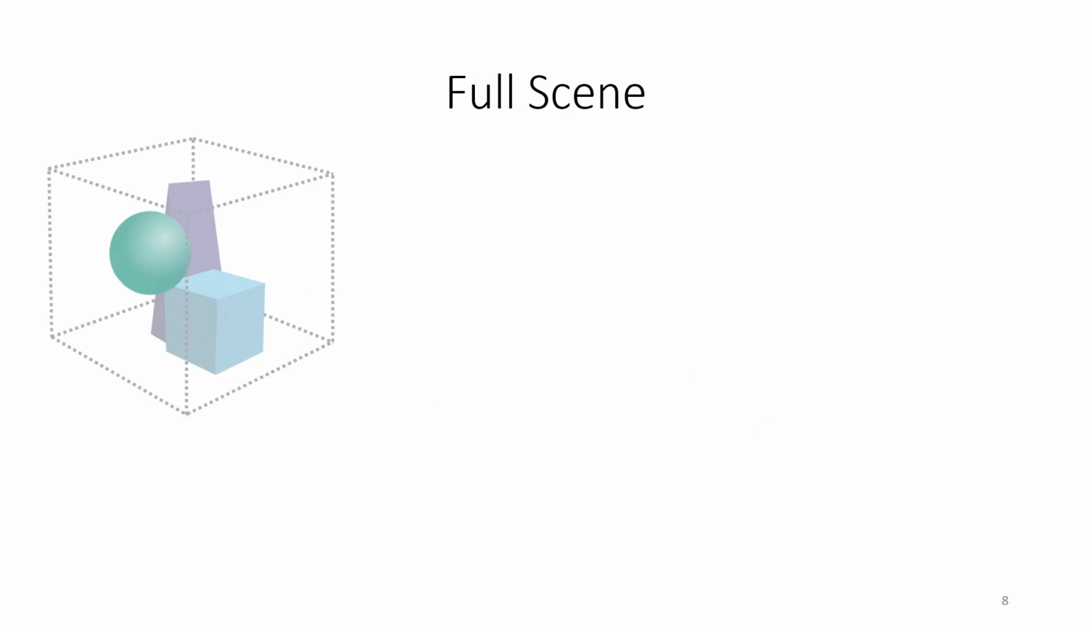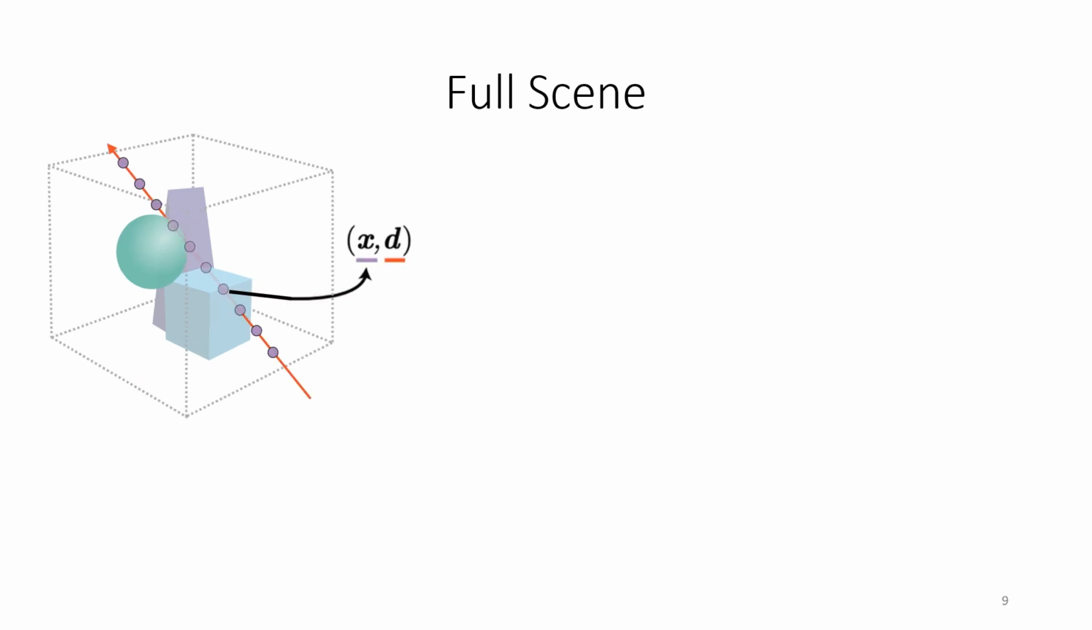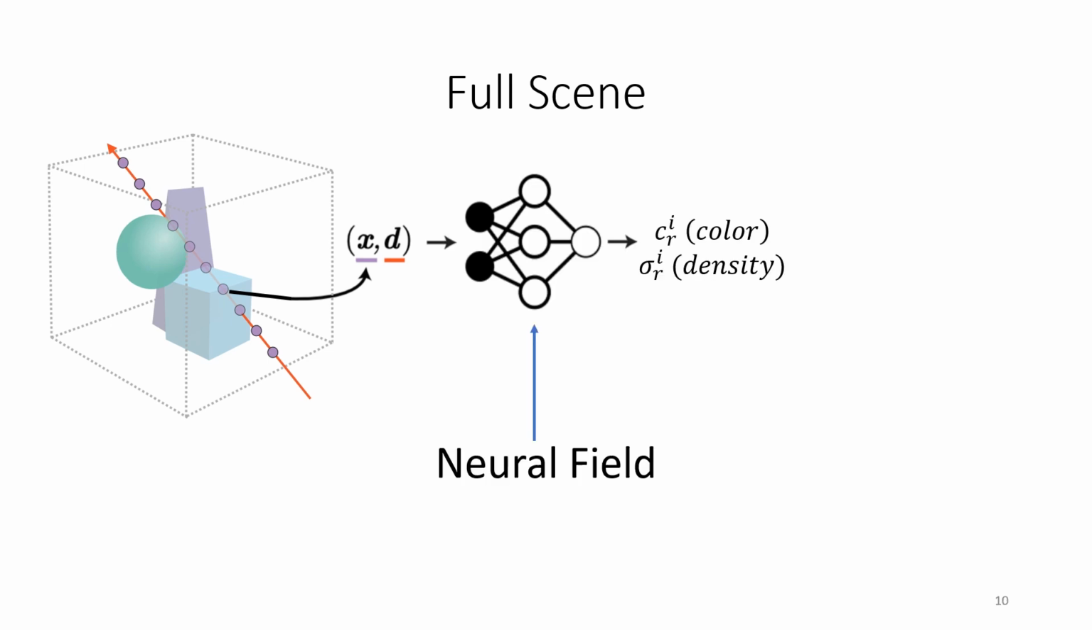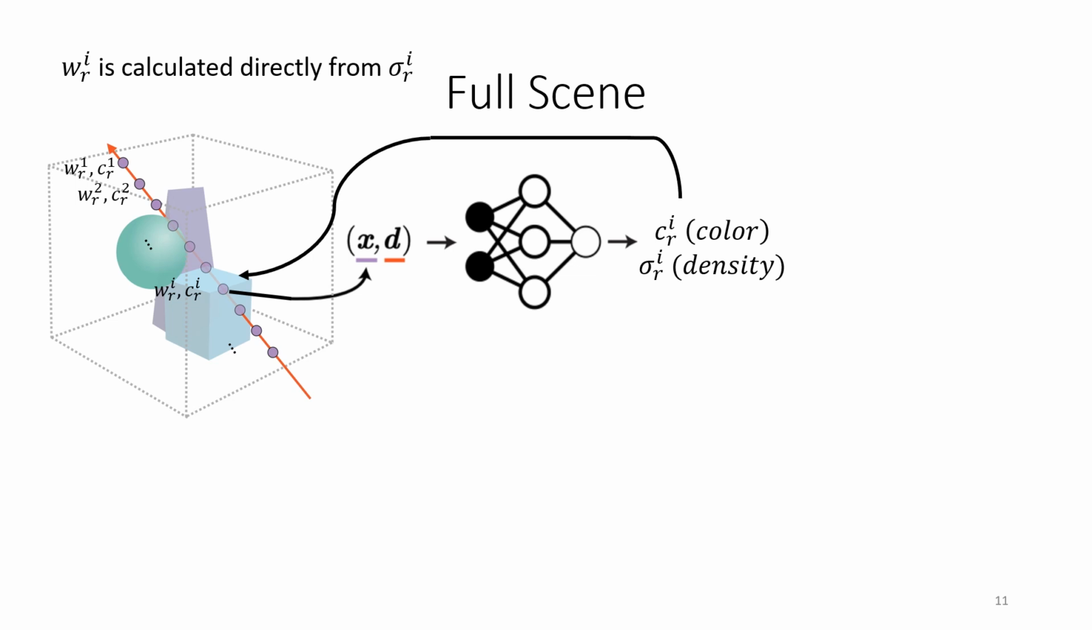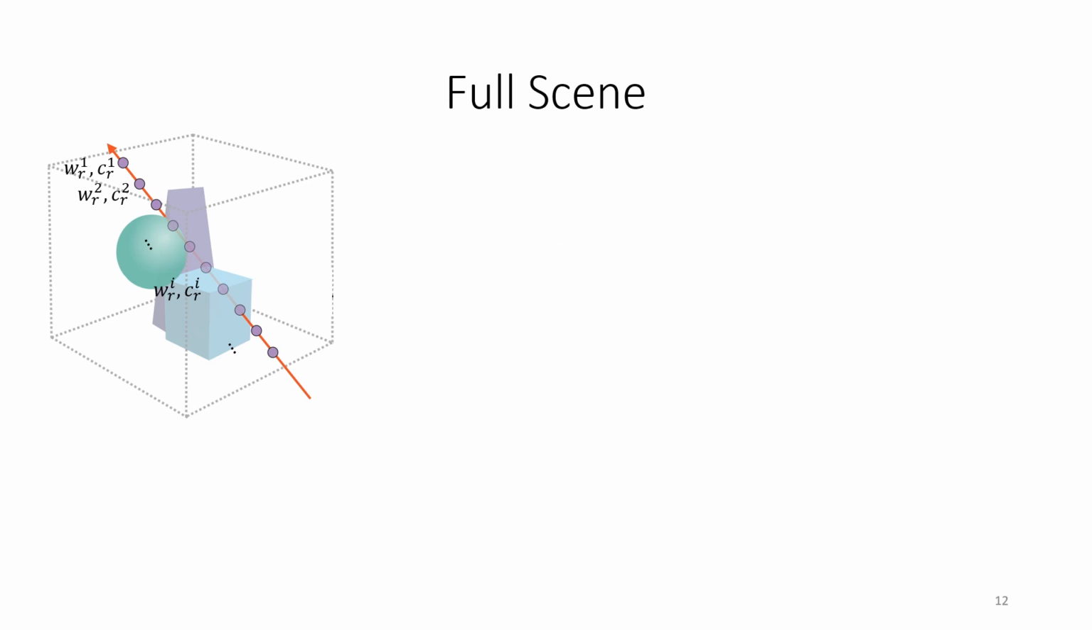Let's begin with the training of the full scene, which follows a similar approach to NeRF. In particular, we begin by shooting a ray from a given viewpoint and direction D and sample points X along the ray. For each point along the ray, we predict a color and density value using a neural field. We then use the density values to predict a weight value for each point along the ray, indicating its importance through a process of volumetric rendering.